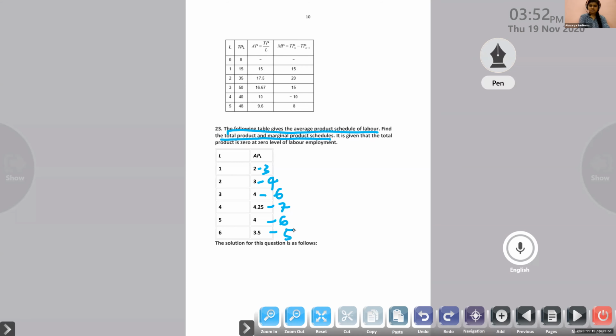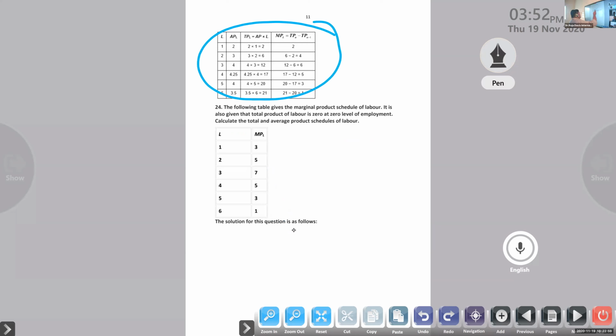Yes, sir. Okay. Or else you can just take a screenshot, no problem, and complete the task. The application is here. You can see TP is equal to APL into labor, I mean, average product into labor. So 2 into 1 is equal to 2. MPL is equal to TPn minus TPn minus 1. That equation is applicable here. Okay, the 23rd question is completed.